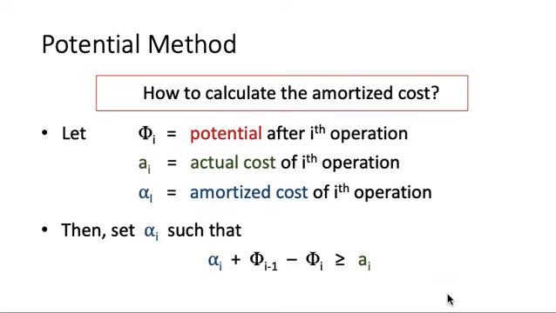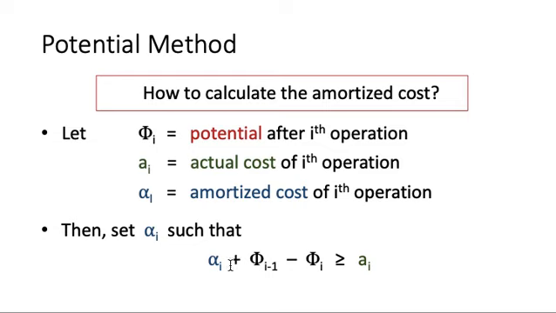So let's have a closer look at how this method operates. Let us use phi of i to represent the potential after the i-th operation. So what should the bank savings be after operating the i-th operation? We let a_i stand for the actual cost of the i-th operation and alpha_i stand for the amortized cost of the i-th operation. Then we are going to set alpha_i such that the following inequality is satisfied.